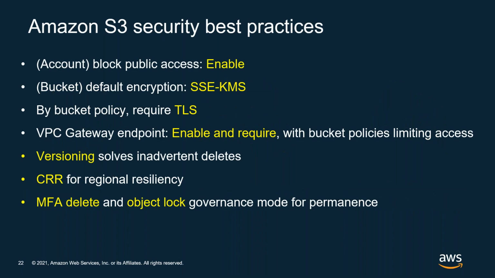So let's talk about some best practices we have. This is a really good place to start with Amazon S3 security. There's block public access, which we recommend enabling, and default encryption using KMS, just because it provides that additional granularity around needing access to the key as well. Make sure you require TLS in your bucket policies. Enable VPC gateway endpoints. Those are the free ones, by the way.